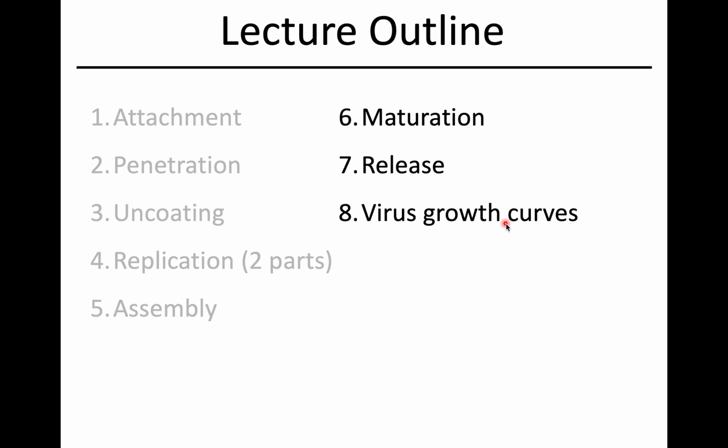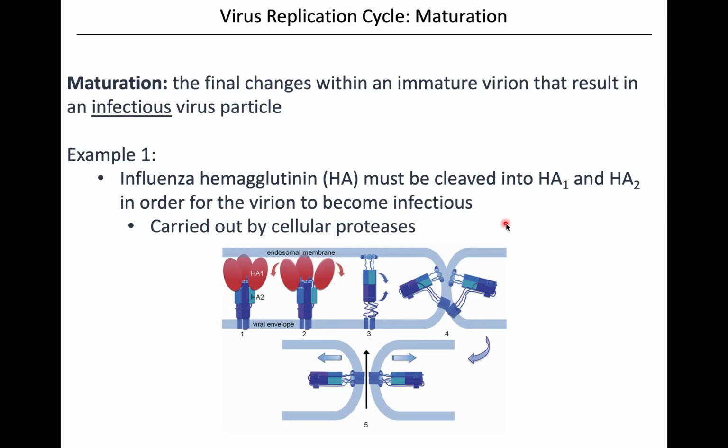Then that takes us to maturation. Maturation is referring to actually creating an infectious virus particle. So a lot of times the virion that's initially produced is, quote unquote, immature, would not be able to infect another cell. So there would have to be some changes before it became infectious.